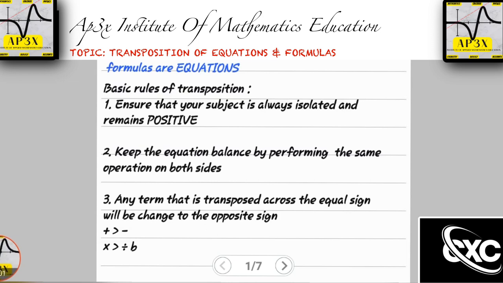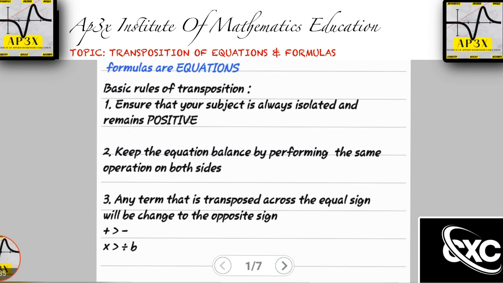So the rules of solving an equation are the same as the rules for transposing an equation or formula, except that at the end our answers are most likely going to be an expression as opposed to a specific value. We've seen this before in parts 1, 2 and 3 of solving linear equations using various methods. A link will be pinned in the description box below, so do check out those 3 tutorials.